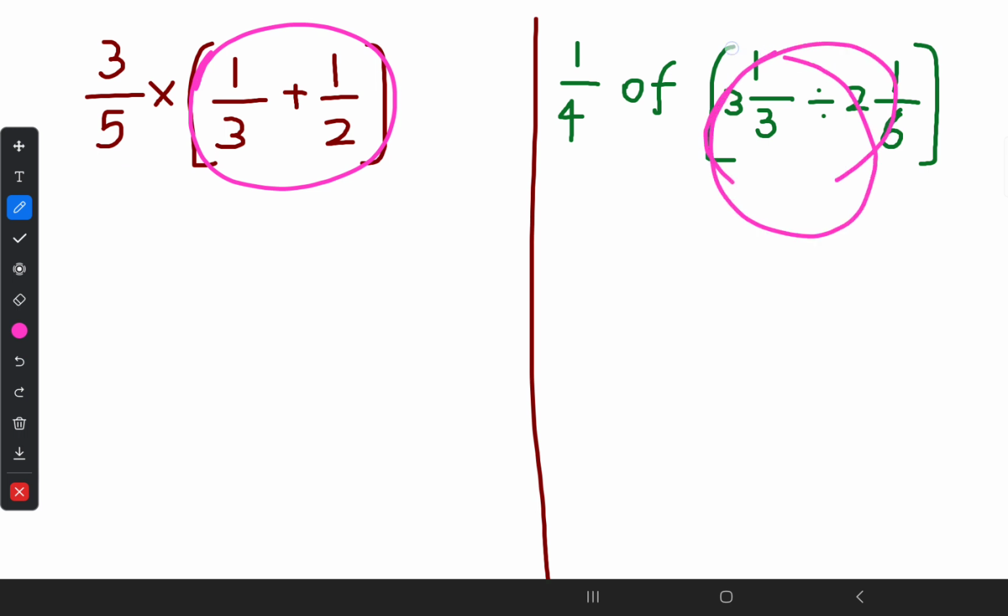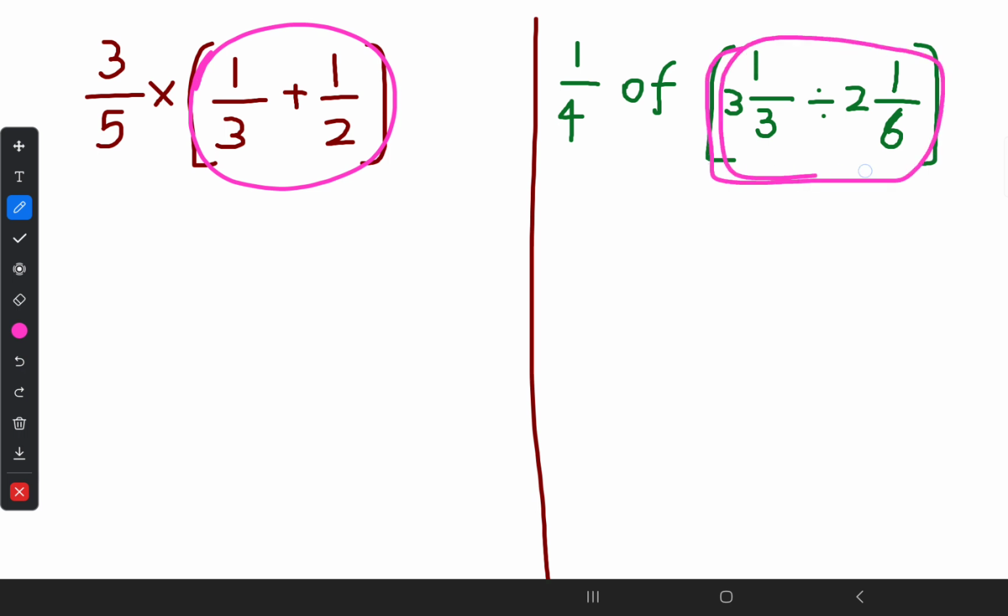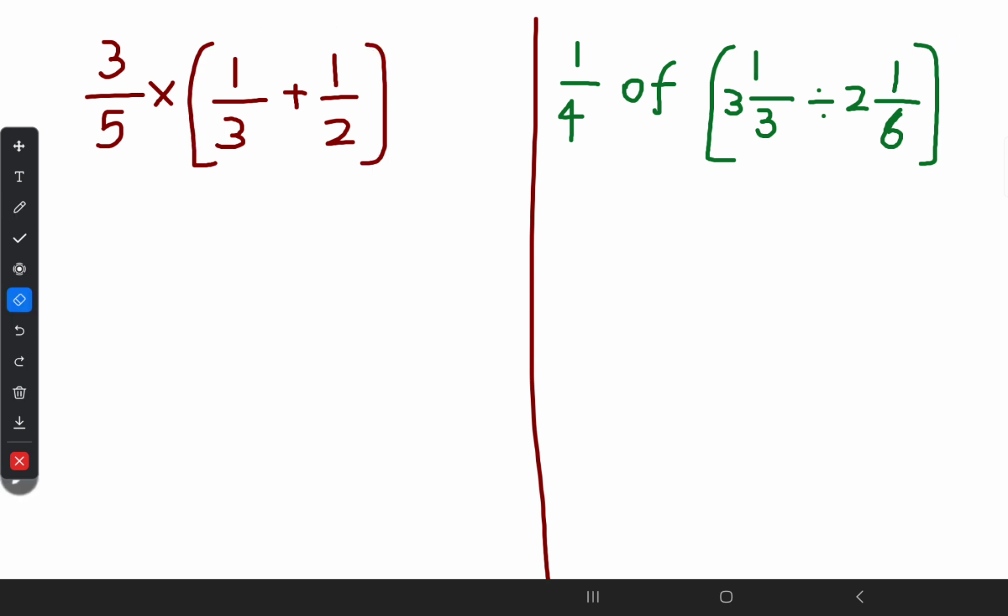Here also there's a division and "of". According to BODMAS, we have to do "of", but here there's a bracket, no? So first priority belongs to the bracket. So you can do the division operation first, then after with that you can multiply the preceding fraction. Okay, let's see our first question among these two.